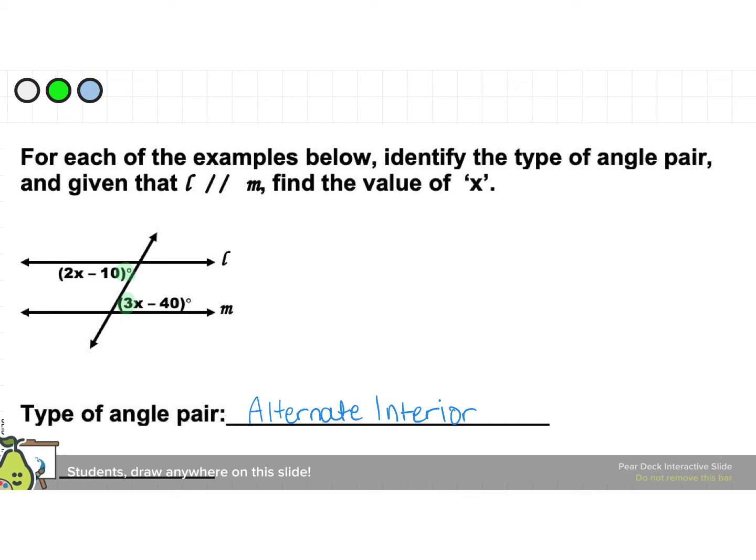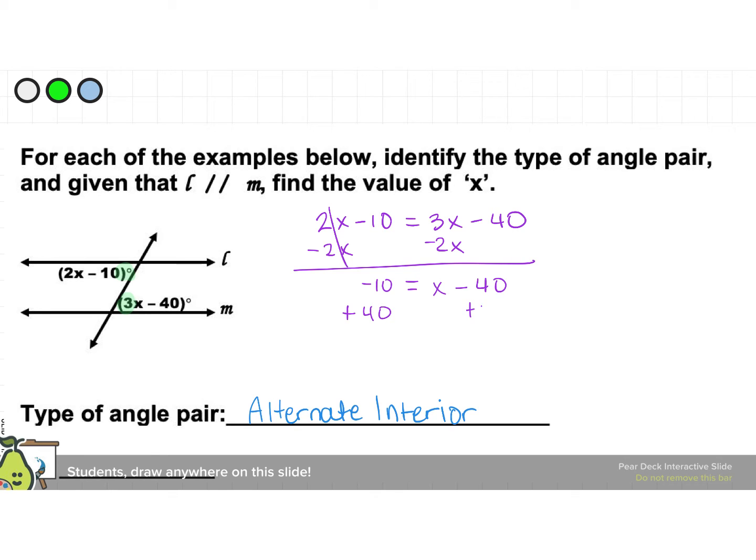All right, so we have 2x minus 10 is equal to 3x minus 40. We'll solve this by subtracting 2x from each side. We get negative 10 equals x minus 40. So now we just add 40 to each side, and we get x equals 30. And the question asks to find the value of x, and that's what we've done here. So we are done with this problem.